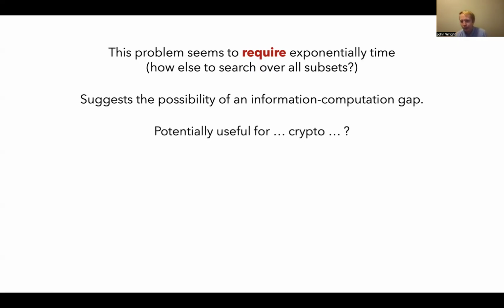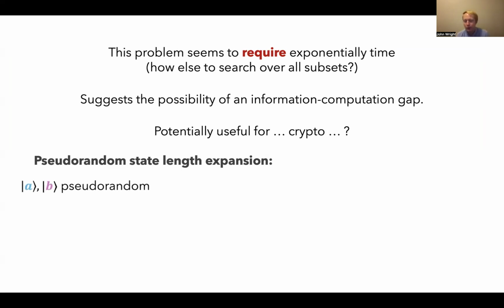And whenever you have information-computation gaps, they're sometimes useful, for example, in cryptography. And one potential application of this in cryptography is to the question of pseudorandom state length expansion. So let's say we took 2 pseudorandom states, ket A and ket B.